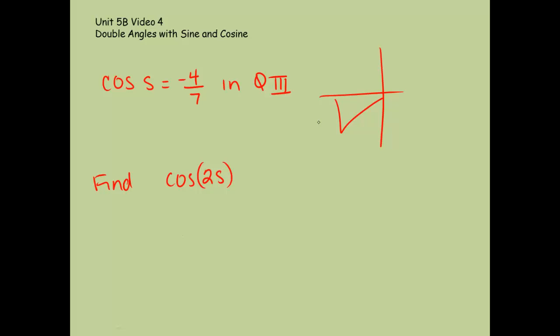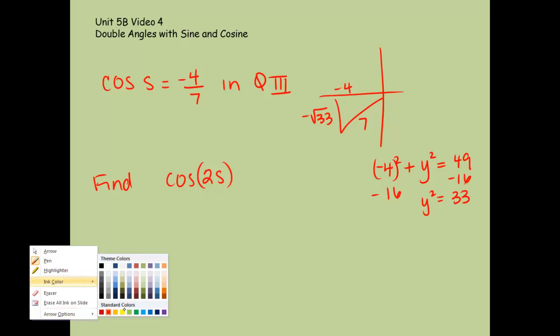So let's suppose I give you that the cosine of an angle is equal to -4/7 and we are in quadrant 3. So I want to find the cosine of 2 times this angle. Well, in order to use the cosine of 2 times this angle, I need the cosine and the sine of the angle. I have the cosine, so we're going to draw our triangle and find the sine of the angle. So doing the Pythagorean theorem, -4 quantity squared plus whatever my y value is going to be squared equals 49. This is a 16, so we'll subtract that, and y squared equals 33. So this is -√33.